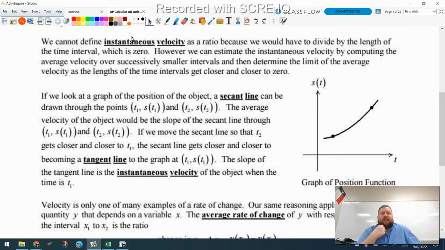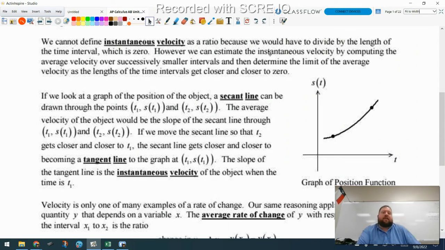That velocity at a specific moment in time, we call the instantaneous velocity. We can't define this as a ratio because the denominator would be a zero. The time difference at a single instant would be a zero. So that's why you haven't been able to do this in your previous classes, because that would be something that you're not allowed to do, dividing by zero. So what we do in calculus is we're going to be able to find this value, and it's not going to be dividing by zero. We're going to go through a process.